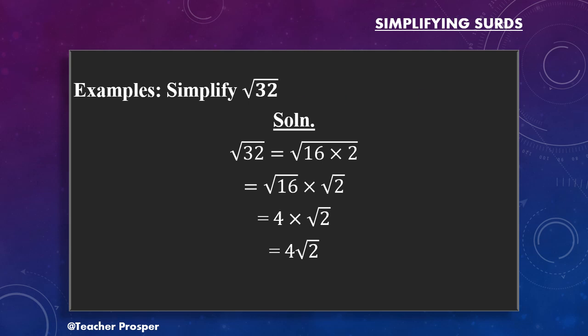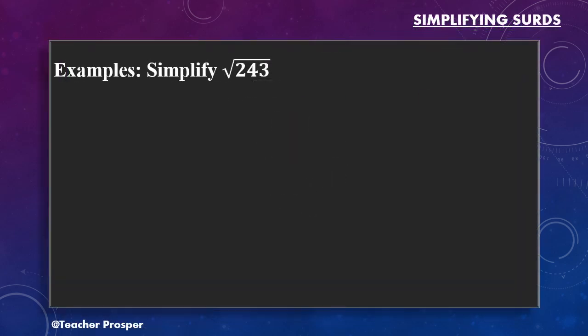Now consider a third example. Here, simplify square root of 243. Now, considering the solution, we'll look at two factors of 243, where one is a perfect square, one is not a perfect square, and that when we multiply the two numbers, we arrive at 243. So we consider 81 times 3. 81 times 3 gives us 243.